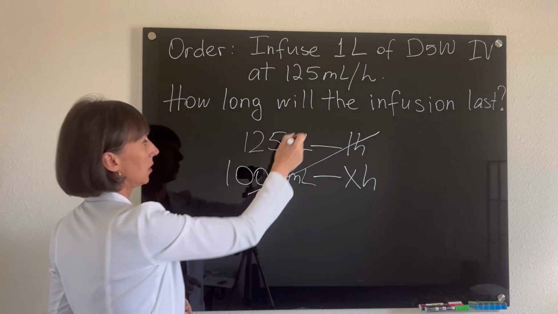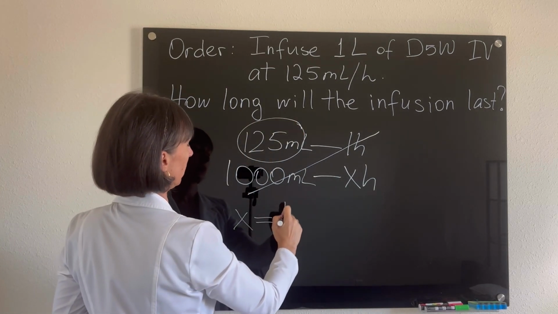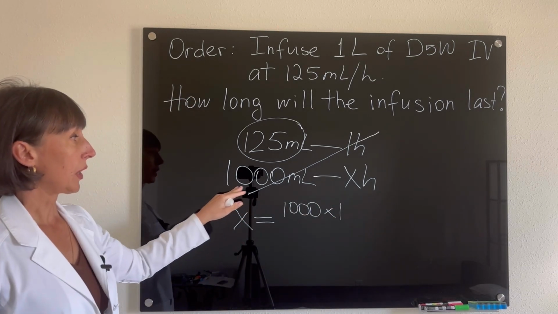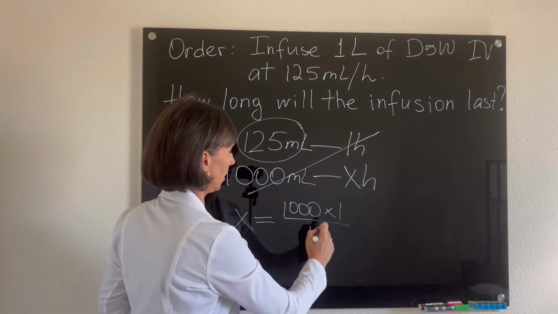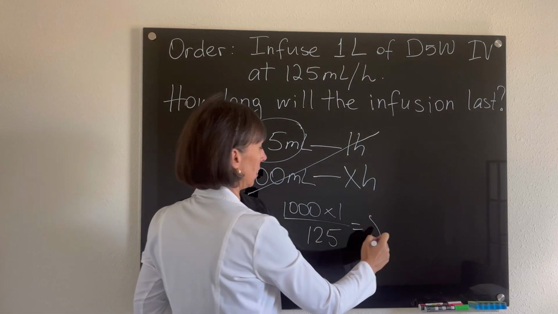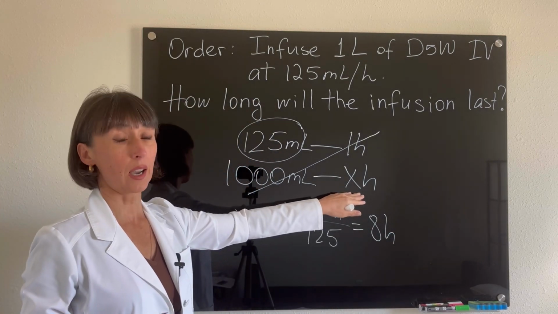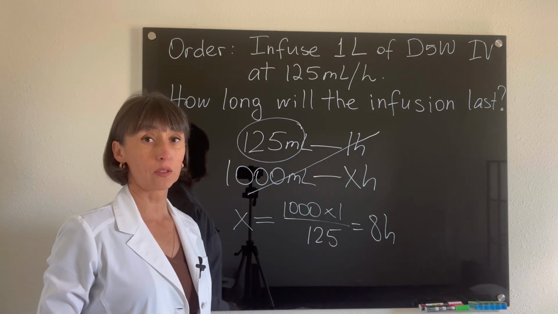Multiply on diagonal, divide by the third number. 1,000 times 1 divided by 125 gives me 8 hours. I know it's hours because I set my X under hours. And that's how long my infusion will last.